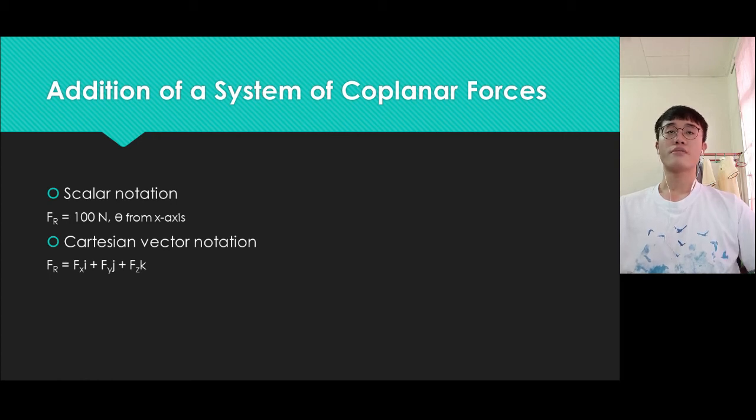Addition of a system of 2D forces. When a force is resolved into two components, x and y axis, the components are then called rectangular components. There are two ways we can represent the resolved components, which are scalar notation, and the second one is Cartesian vector notation. Scalar notation will show us the magnitude and also the angle started from the x-axis, while the Cartesian vector notation will show us the resolved components at x and y axis, which is more convenient for us in calculation.